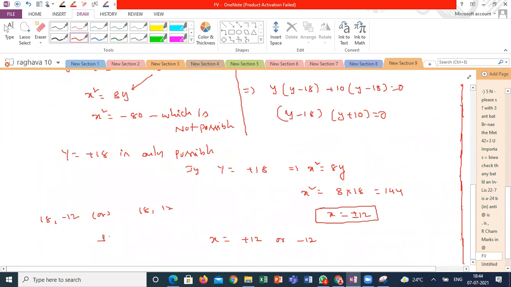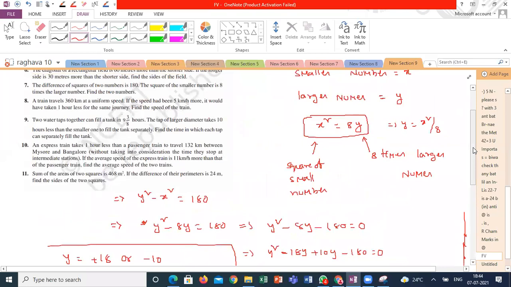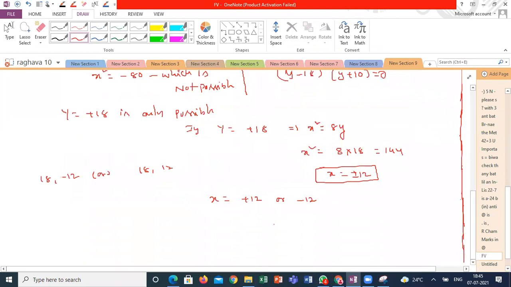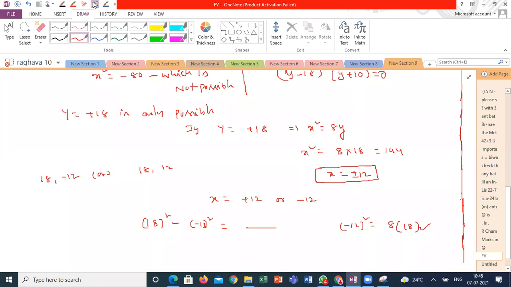Even if I am taking 18 square minus, sorry, what are the conditions given? Difference of the squares of the numbers. He didn't mention natural number, he mentioned just numbers. If I am taking 18 square minus 12 square, check what is your answer. And the square of the number is 8 times the bigger number. Check whether this condition is existing or not. So whether x is negative or positive does not affect the condition. That's the reason x has both possible values.